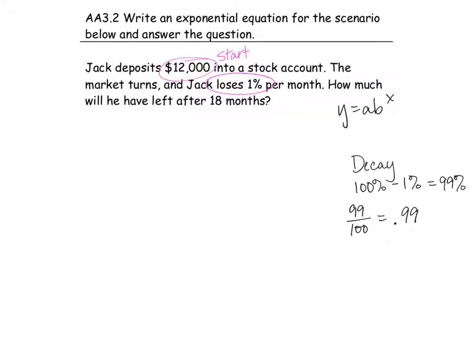So that's my multiplier. If this were growth, I would be adding that percent, so 100% plus whatever it was, to get my multiplier. But since I am losing money here, then, whoops, sorry, wrong function. Since I'm losing money, this is decay, so that's my multiplier. And then all I have to do is plug everything in that I know. So I have y equals 12,000 for my starting value, times my multiplier of 0.99 to the x.